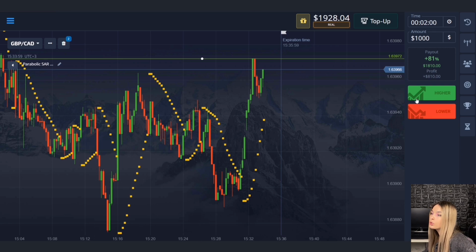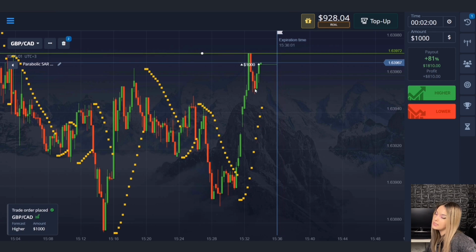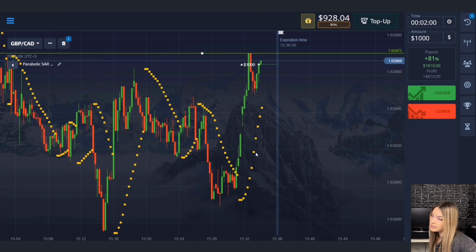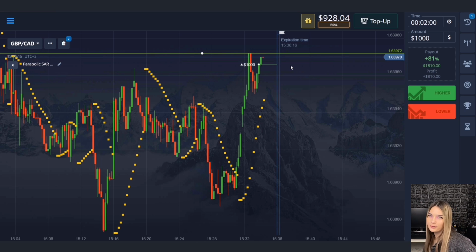We will open a deal for 2 minutes to go up. The price has an excellent potential to increase. I think that in the near future the price will move up. We also see that yellow dots are formed at the same time, and this means that in the near future the price will move up. It is also quite possible that this level will be broken. So guys, let's wait for the result.